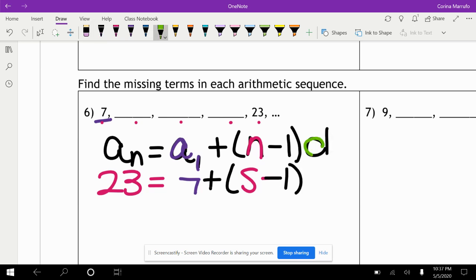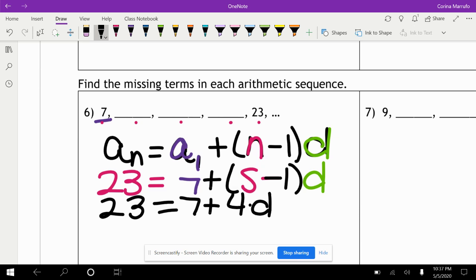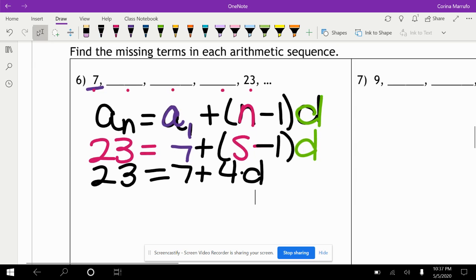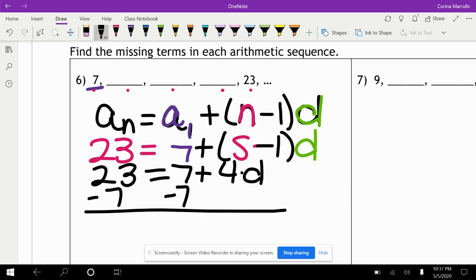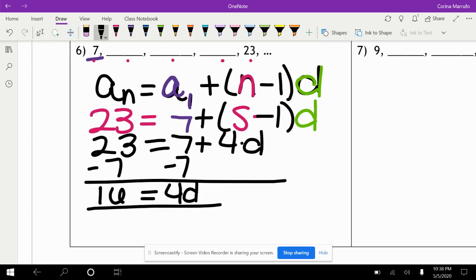And that's what I want to find, my common difference. I don't know what it is. So we know 5 minus 1 gives us 4. So 7 plus 4 times d. Now we're solving for the letter d. I'm going to subtract the 7 first, and 23 minus 7 gives us 16 equals 4 times d. We divide by 4 to solve for d, and we find out that our common difference is 4. So d equals 4.